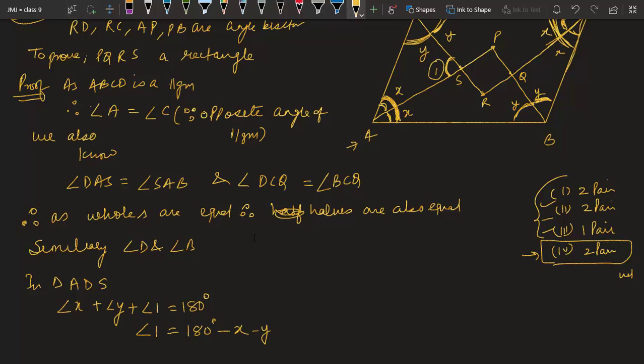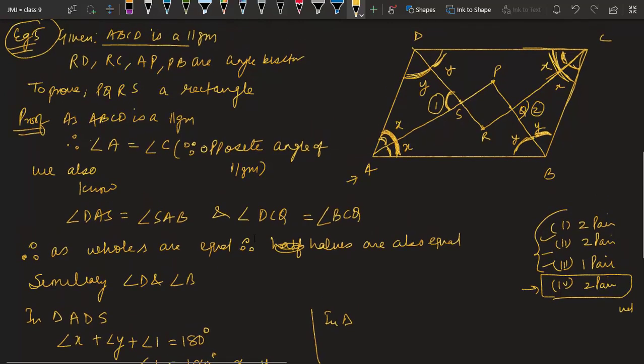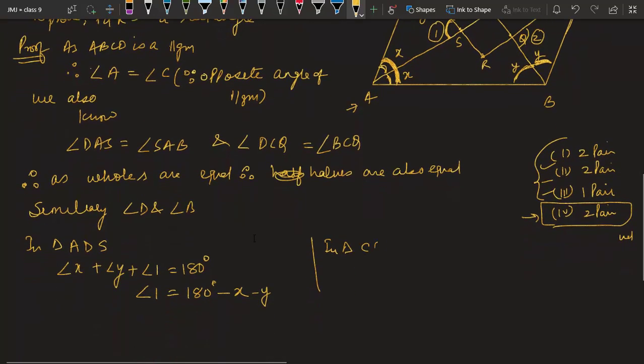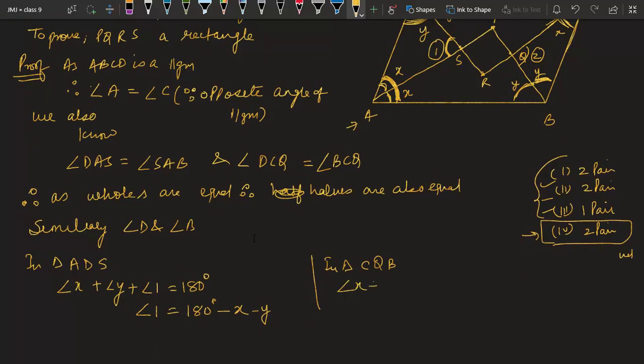First thing, and also we can find this angle, let me call it angle 2, in triangle, what is the name of the triangle? CQB. Simple way we can say angle X, angle Y plus angle 2 is equal to 180. So we will get angle 2 is equal to 180 minus X minus Y.